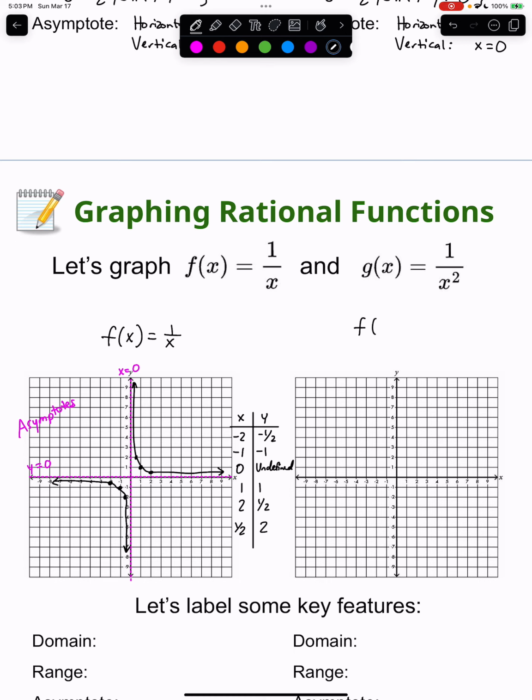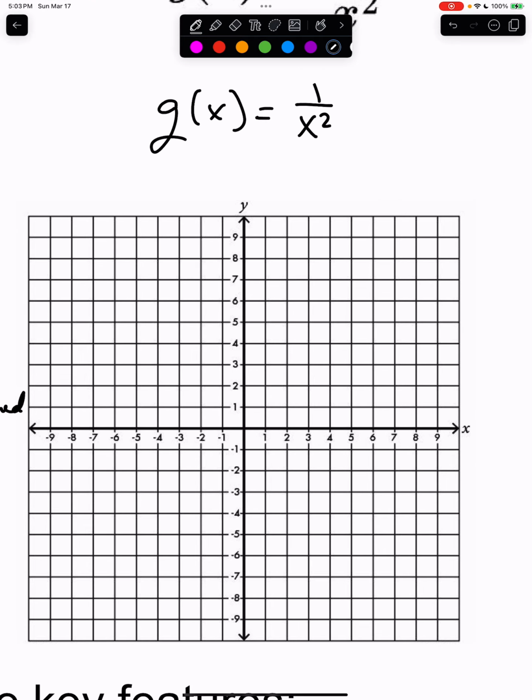Let's graph f of x is equal to 1 over x squared. G of x is equal to 1 over x squared. So we're going to graph here. Still going to make my table, same like I just did before.